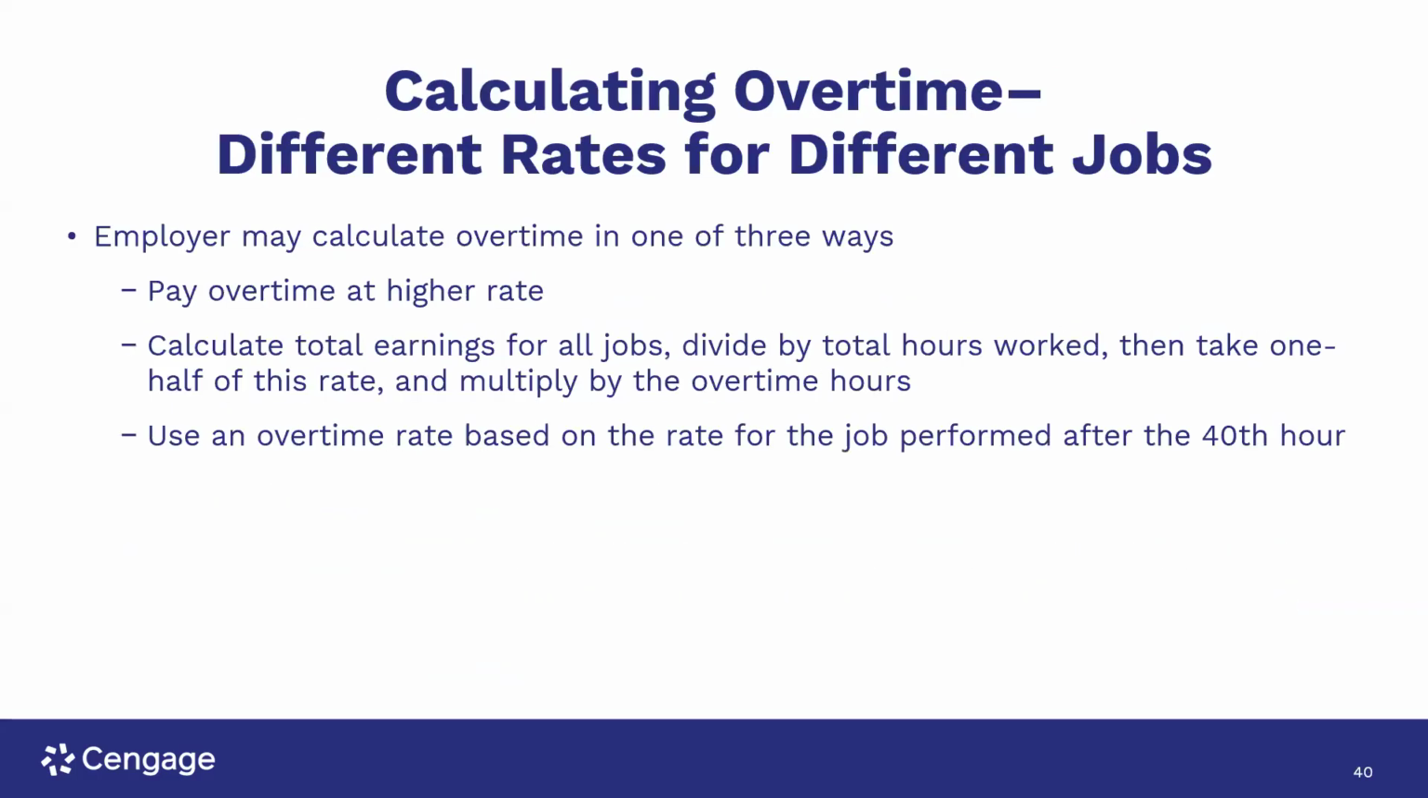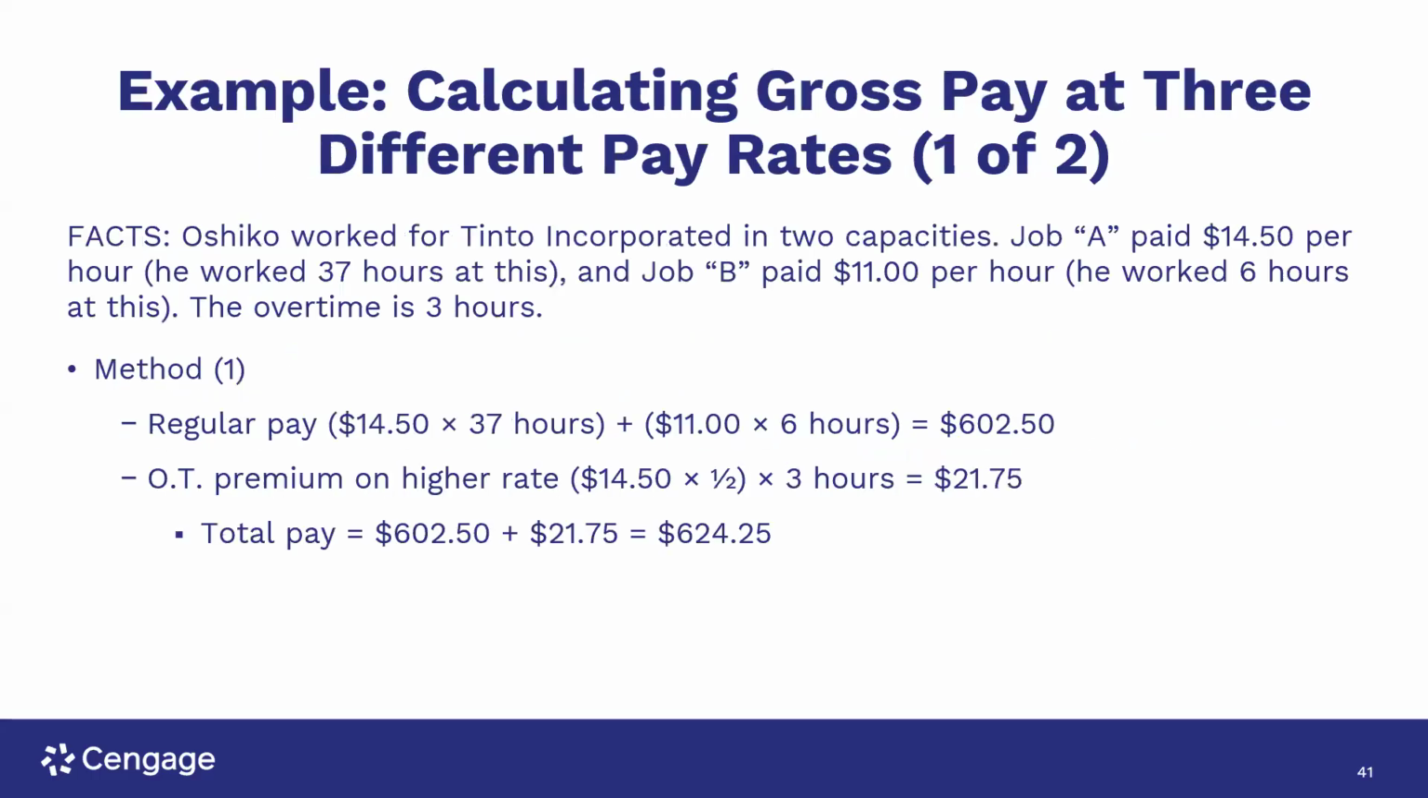The employer may also pay overtime at a higher rate: calculate the total earnings of all jobs, divide by the total hours worked, and then take 1/2 of this rate and multiply by the overtime hours, or use an overtime rate based on the job performed after the 40th hour. But no matter how the calculation is done, it all comes to the same number, which is that the overtime hours get paid at 1.5 times the regular hourly rate. And here's an example.